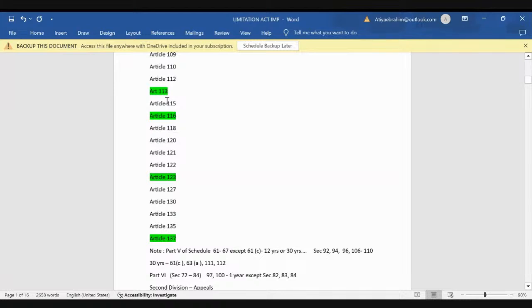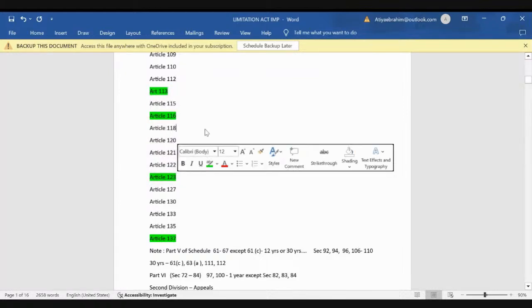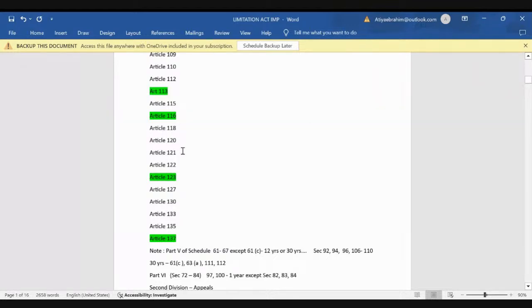Then come to 113, 115, 116, 118, 120. Those who can see my screen, please mark this. 121, 122, 123, 127. Then 130, 133, 135, and 137. So please go through these articles also along with the sections.